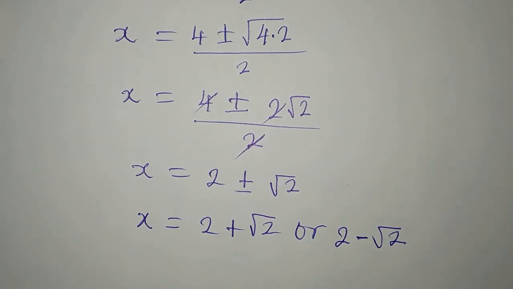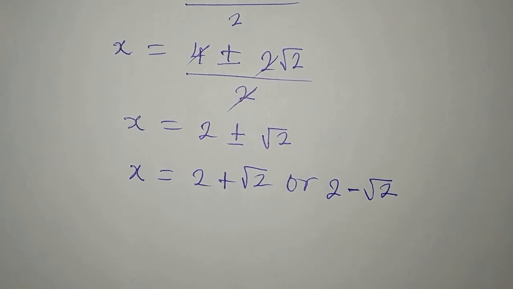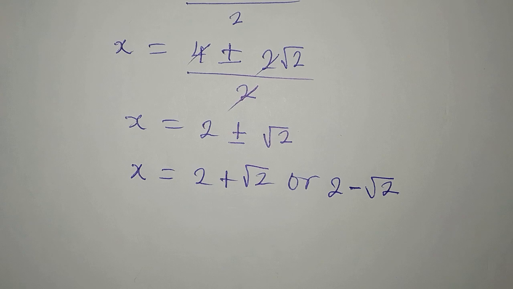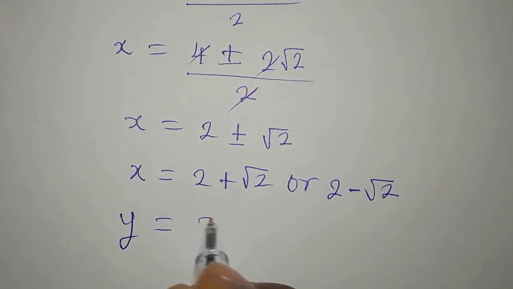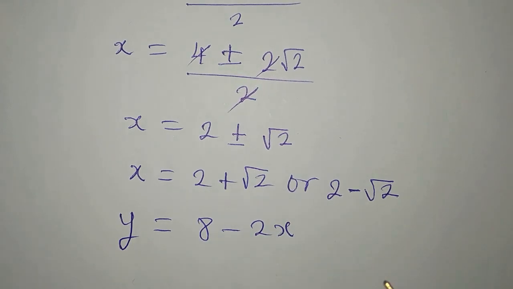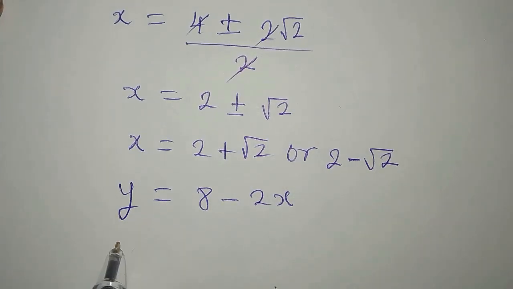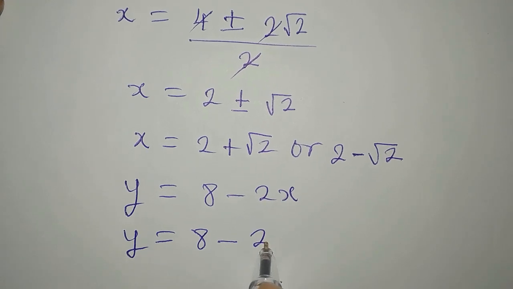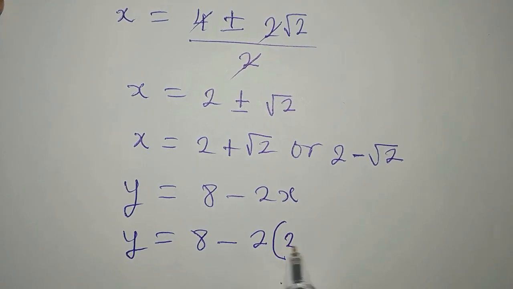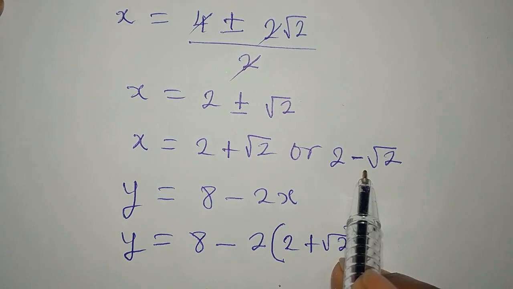But then we are trying to get the value of x and y. To get x and y, we go back to our equation 3, and it is y equals 8 minus 2x. If we can recall that, now that we have x as this and this, substitute. So y will now be equal to 8 minus 2 into bracket, x is 2 plus root 2. Okay, once I'm through with this, I'll pick the other value of x.